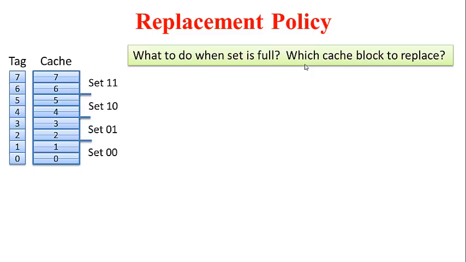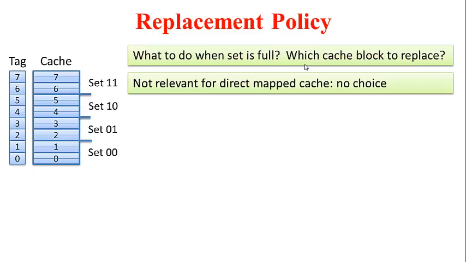Now, of the 3 possible cache designs, direct map, fully associative and set associative, for which kind of design does this policy not matter or is irrelevant? Well, for the direct map scheme, there is no point in talking about any replacement policy because we really don't have any choice. The set size is 1, and if that particular cache block is occupied and another main memory block wants to occupy the same cache block, there is no choice. That particular resident cache block has to be evicted and replaced with the new incoming memory block.